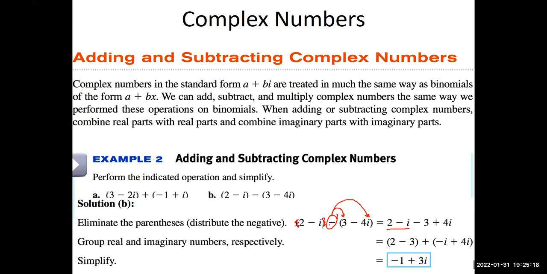Okay? So negative times positive 3. So that is negative 3. And then negative multiplied by negative 4i. So negative, negative. So that will now be positive 4i. Okay? Tapos sabi, group the real and imaginary numbers respectively. So the real parts here are 2 and negative 3. And the imaginary parts are negative i and positive 4i.